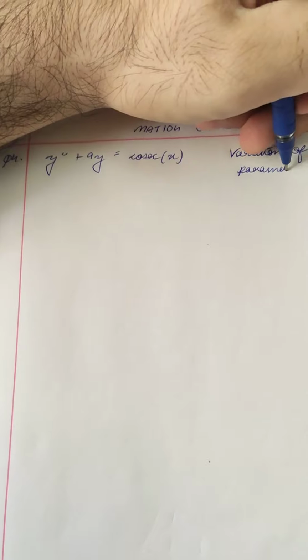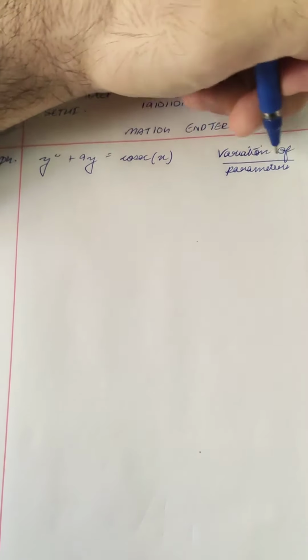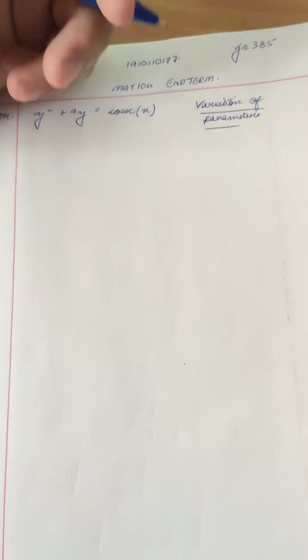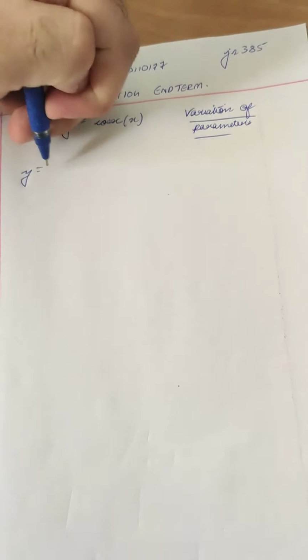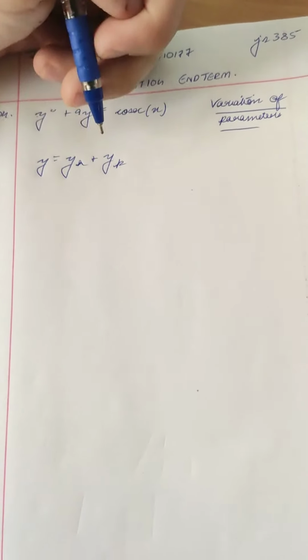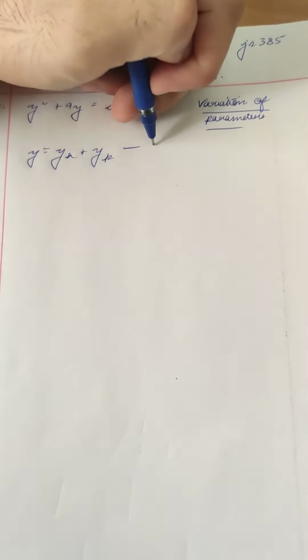Variation of parameters. So this will make it slightly easier for us to understand what we're doing. Variation of parameters, right? So one thing we know is that y is the sum of y homogeneous plus y particular. So the solution has two parts, that is a homogeneous part and a particular part. Let's just call this 1.